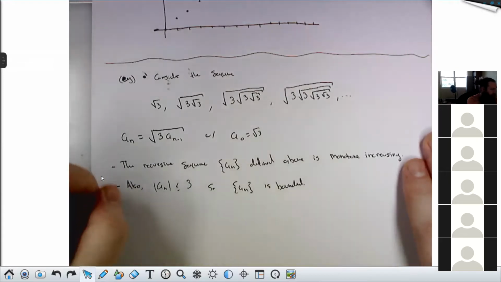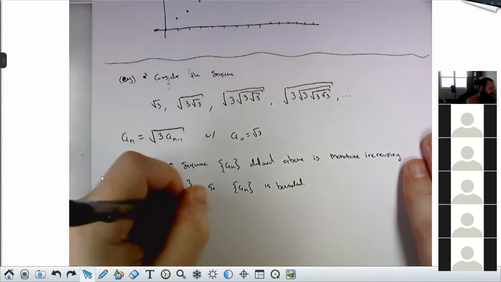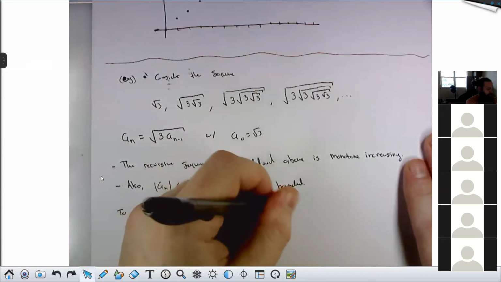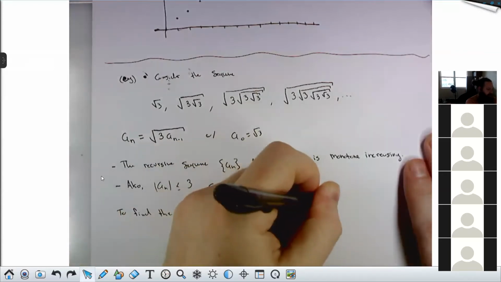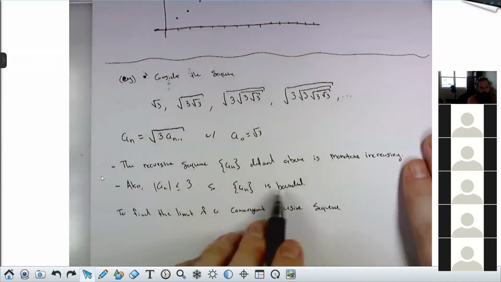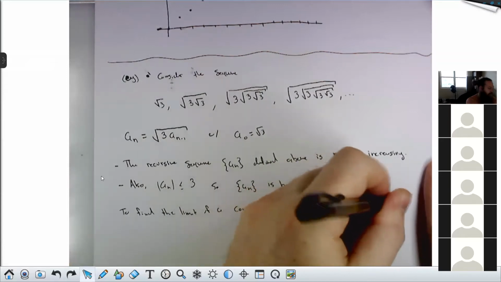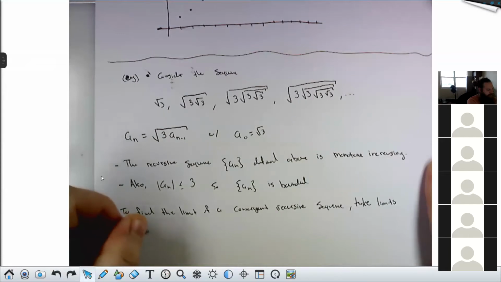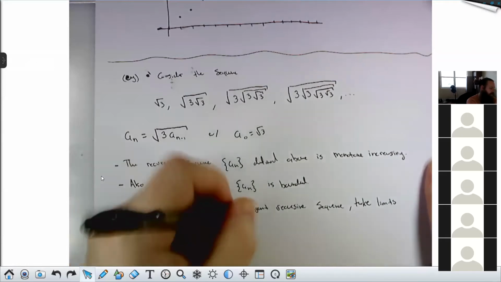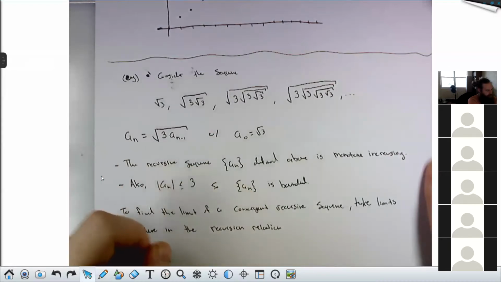Here's how you would figure it out. To find the limit of a convergent recursive sequence, and I know that this sequence is convergent because it's monotone and it's bounded, take limits everywhere in the recursion relation. So I'll take limits everywhere in this expression.